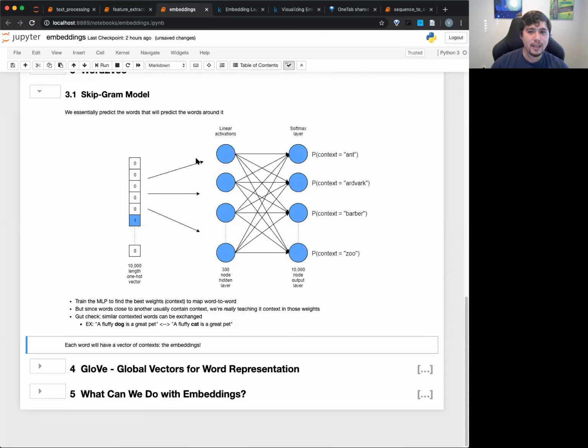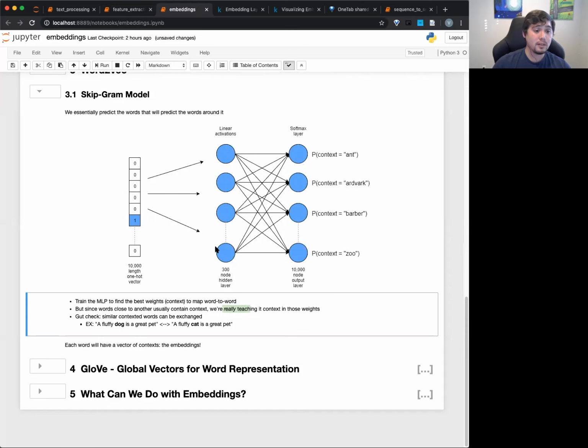And what's kind of cool is that if you have this input layer, this output layer, and then this hidden layer, the hidden layer is going to essentially encode information about how this word, let's say dog, is related to these words, and it's going to encode this extra information. So what's really cool is that we don't really care about it making predictions. All we really care about is teaching it the context. And that context is going to be represented by the weights that are in here.